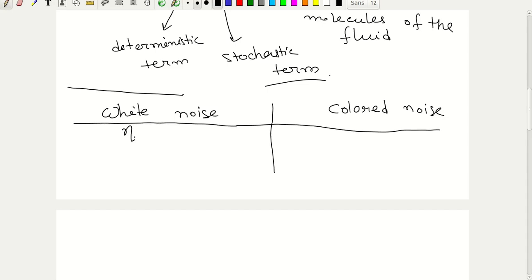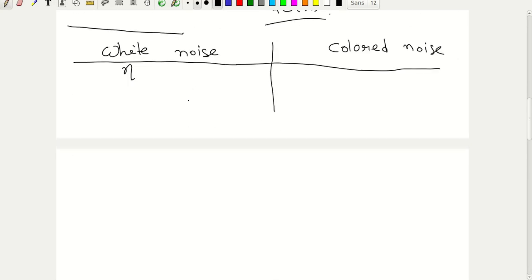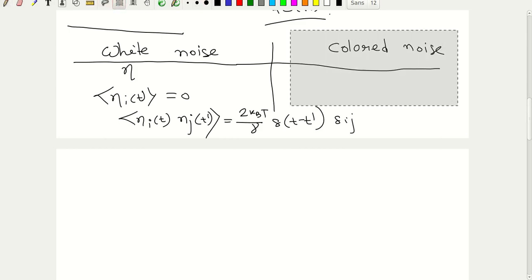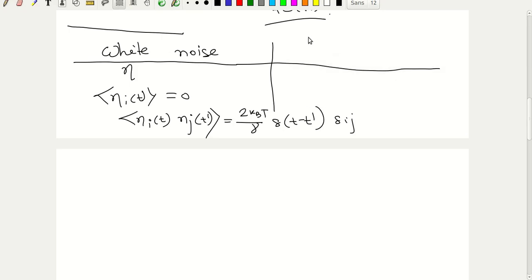Let's say you have a noise term eta, as you can see in this equation. Let's say eta follows this property: the average of eta of t equals 0, and the correlation between eta i of t and eta j of t prime follows this relation, which is 2 kB T by gamma times delta of t minus t prime times delta of ij. Let me erase this part. I'll describe the white noise here, and later on the next page I'll describe the colored noise.